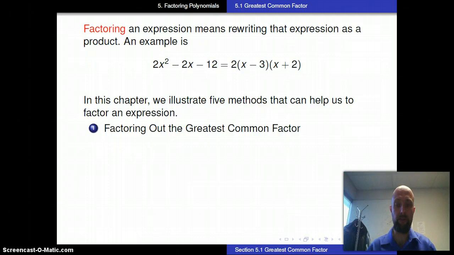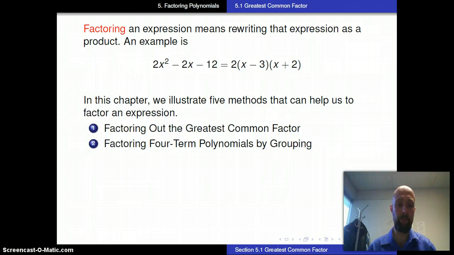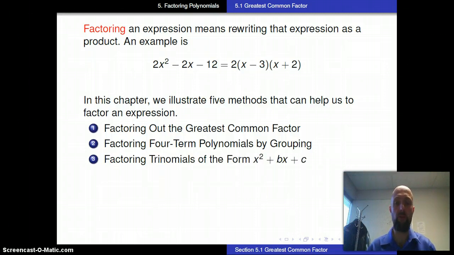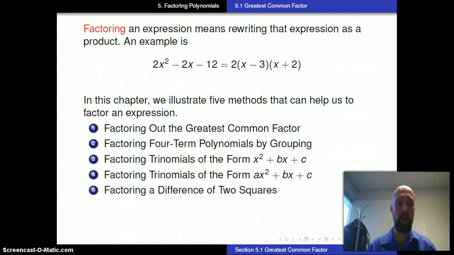Factoring out the greatest common factor, factoring 4-term polynomials by grouping, factoring trinomials of the form x squared plus bx plus c, factoring trinomials of the form ax squared plus bx plus c, and factoring a difference of two squares.